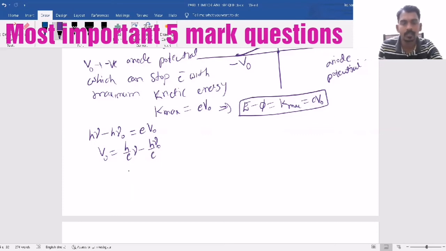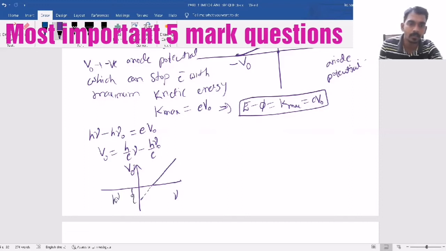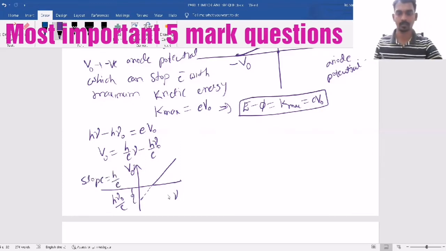Now V naught is on the y axis, nu on the x axis. Then if you try to draw the graph, here V naught and here frequency, it is y equals mx minus c form. So positive slope and negative intercept, and the intercept will become h nu naught by e, and the slope of the graph will become h by e.